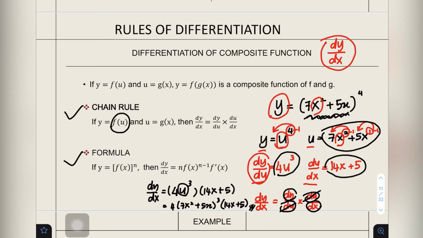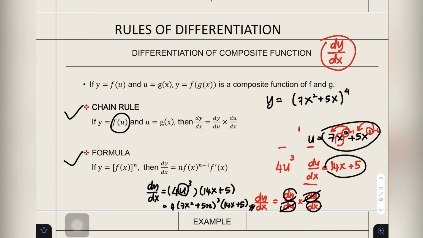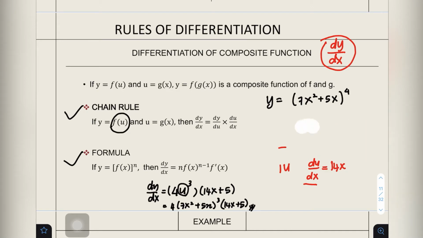How if we want to find the differentiation of the composite function by using formula? Okay, let's say we have the same question here. We have y equal to 7x squared plus 5x to the power of 4. Now, I want to use the formula. So we will check whether we will get the same answer or not, like we used the chain rule before. So now class, how to use the formula?